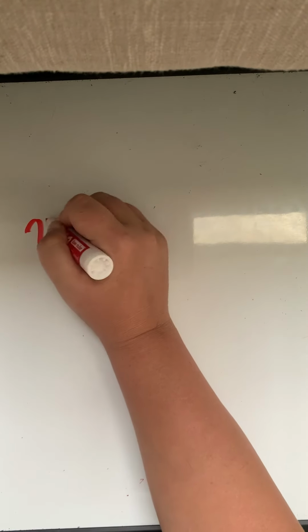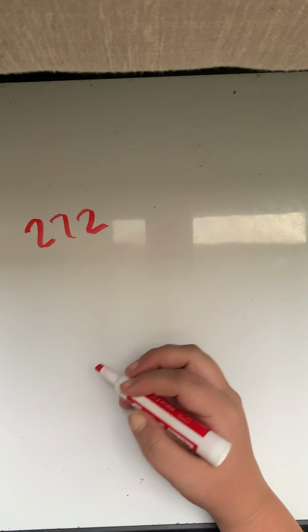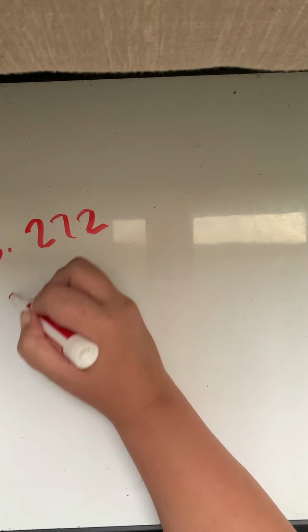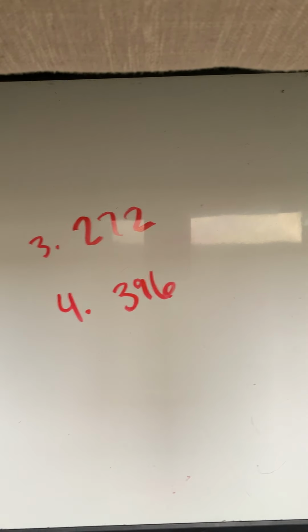Pause the video. Okay, number 3, you should have gotten 272. Number 4, you should have gotten 396. All right, guys, let's look at number 5 together.